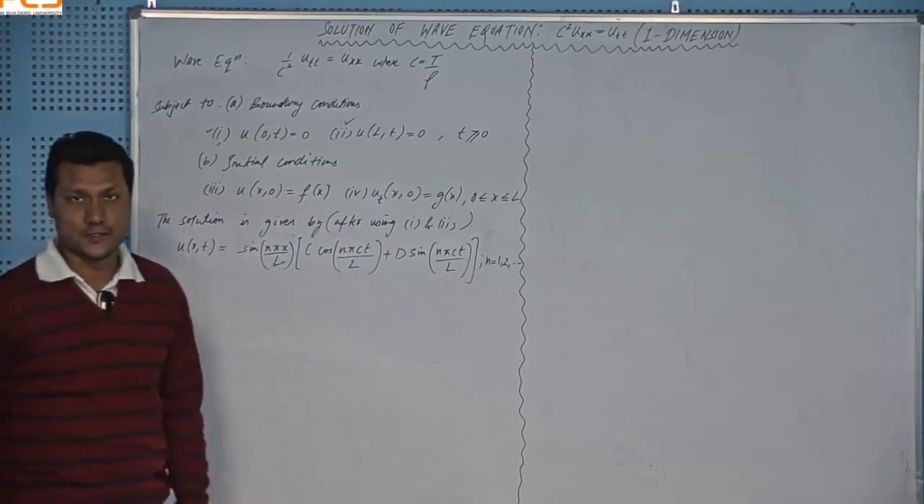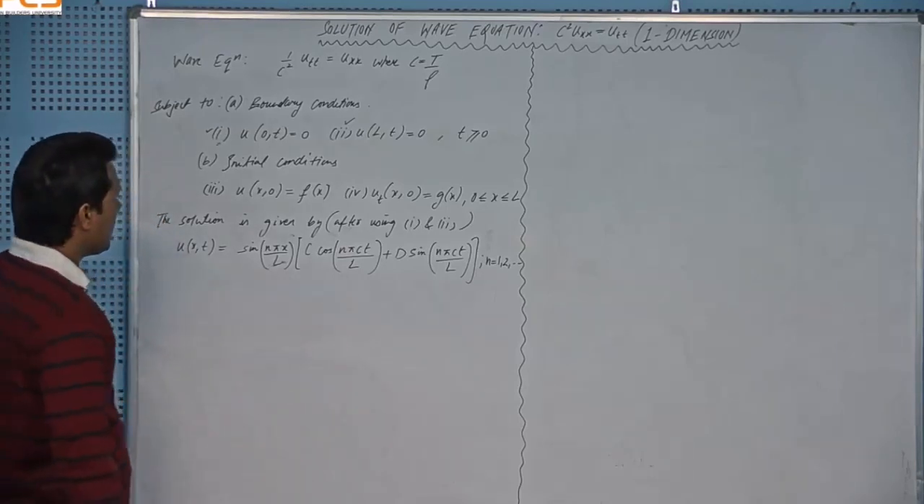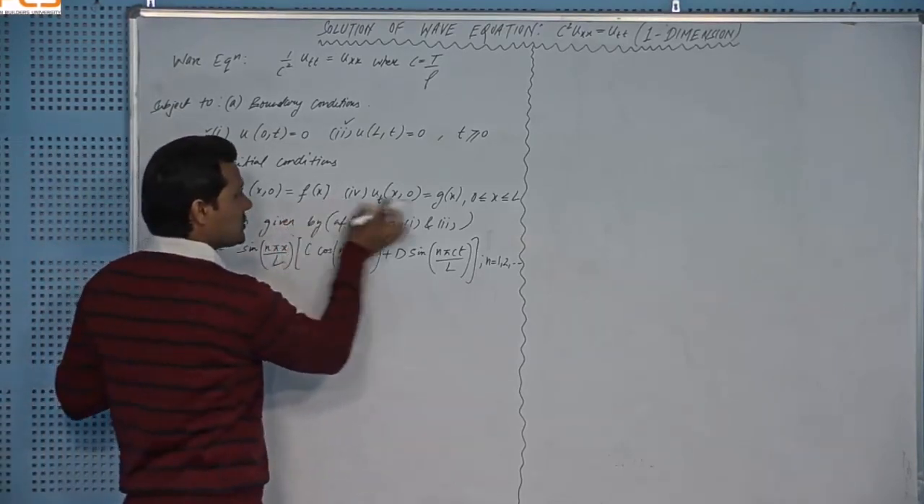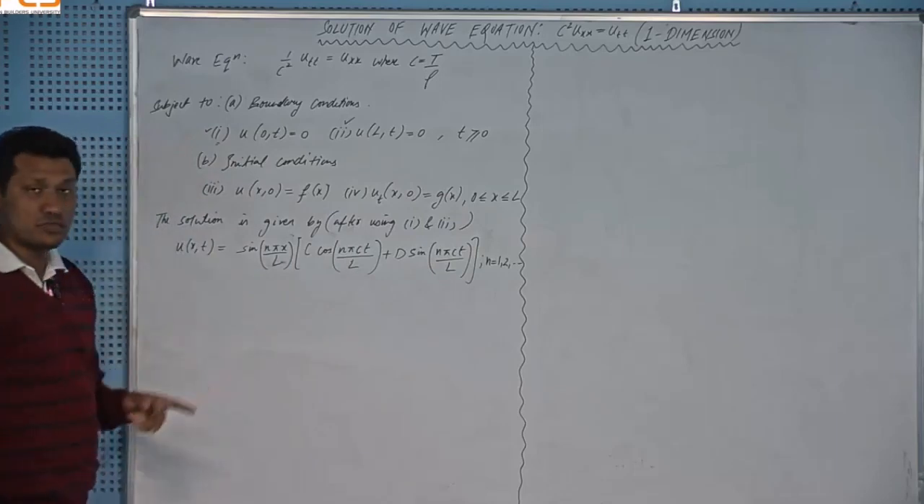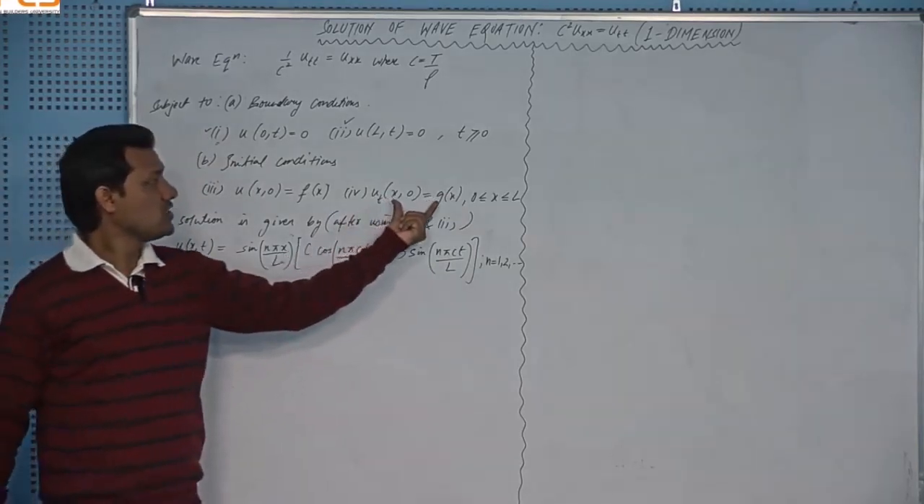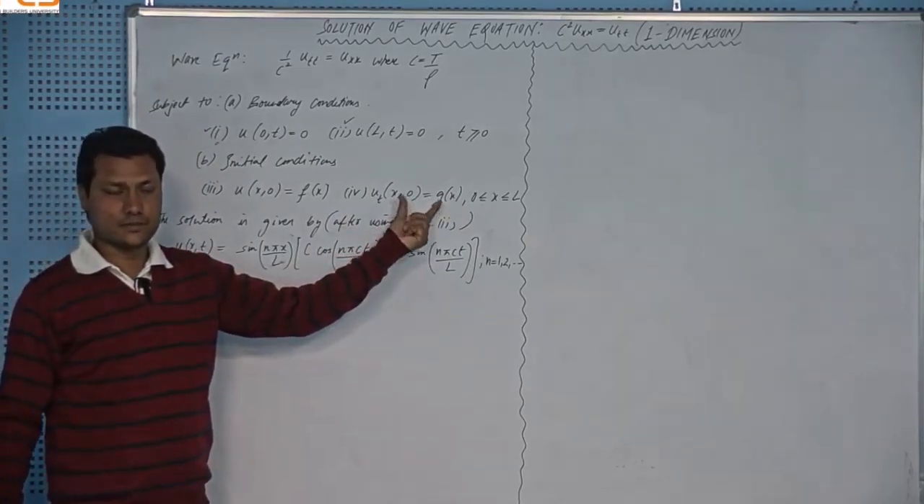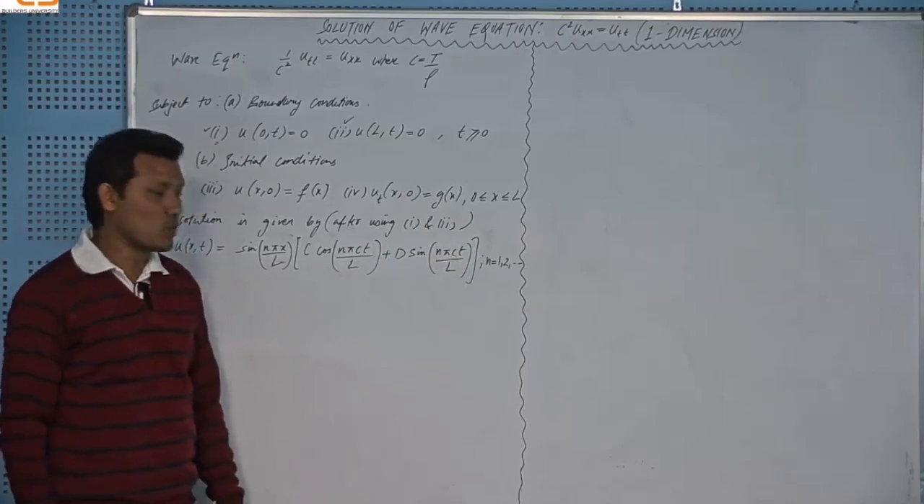That should be our first case. And the second case will be when f(x) is equal to 0 and g(x) is non-zero, meaning the vibrations will be given by initial velocity. So we'll be discussing these cases one by one.